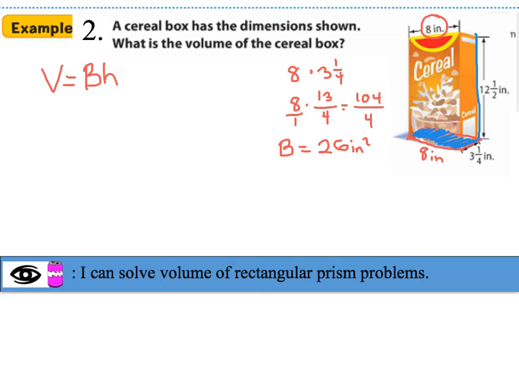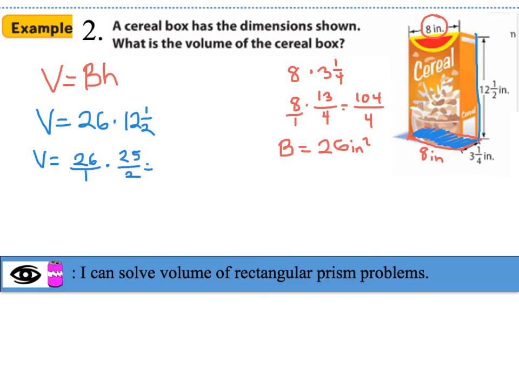So using my formula, volume is equal to the big B, which we came up with was 26 inches squared, multiplied by the height, which is 12 1/2. So I made 26 into a fraction by placing it over 1. I'm going to convert the 12 1/2 into an improper fraction, so that becomes 25 over 2. Let's go ahead and multiply straight across.